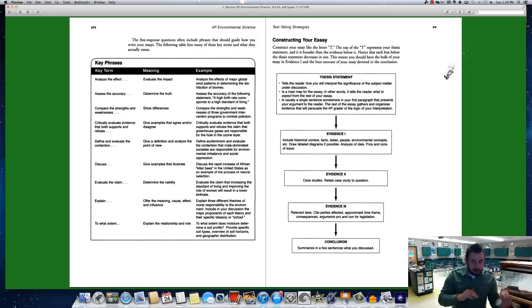Evidence 3 would be any laws that associate with that. So if it's a situation about air quality, you might want to talk about the Air Pollution Act, or the Air Quality Act, or things like that, okay? Relevant laws is evidence 3, and finally your conclusion is just summarizing in a few sentences what you discussed in your final statement about it.